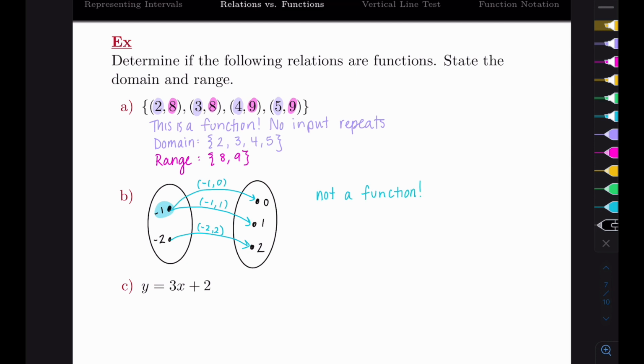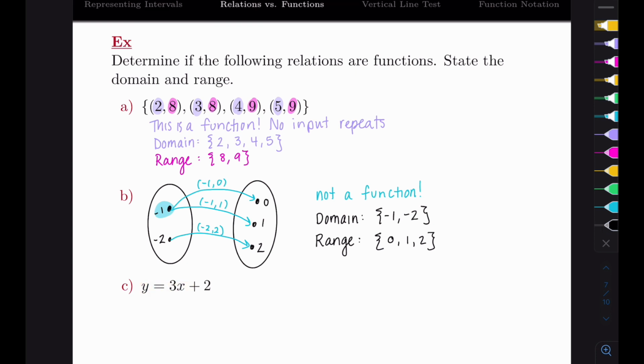But that being said, I still can find the domain and range of this thing. So I have 2 inputs, -1 and -2, and 3 outputs, 0, 1, and 2.